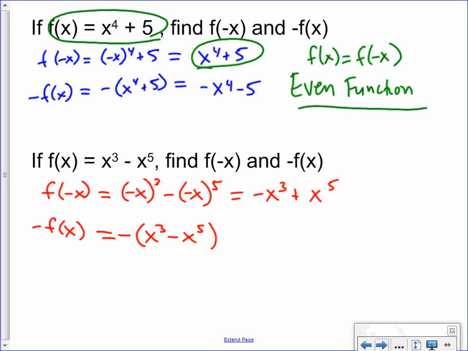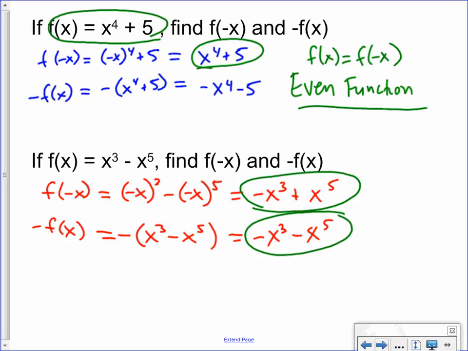You distribute, it's x to the 5th. Okay? Ah, so here's the case. What did you say? Hello. Where's the plus? Oh yeah, this is a plus as well. Yes, this is a plus.